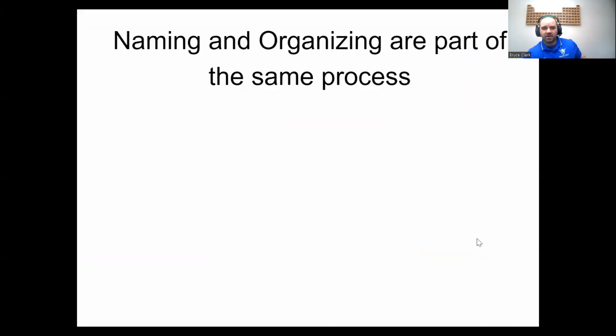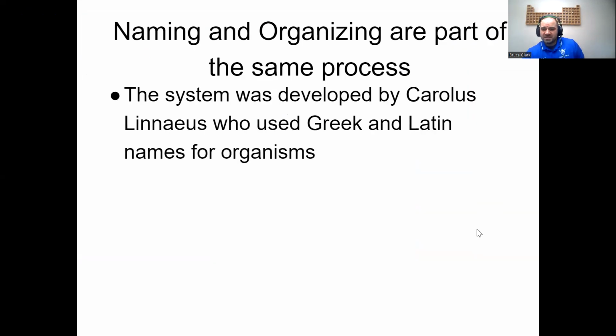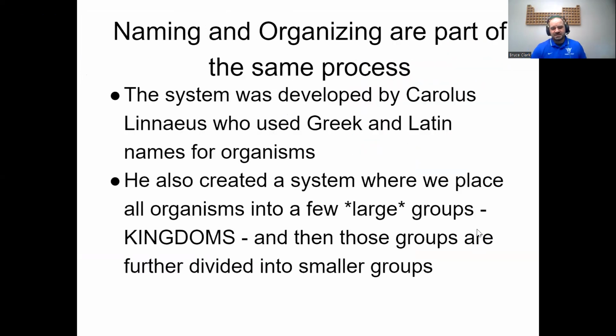All right, part two of our classification system here. We just talked about naming. Now, Linnaeus also took the time to organize this classification system, where we group organisms that are more similarly related to each other, and we have this series of cascading folders.